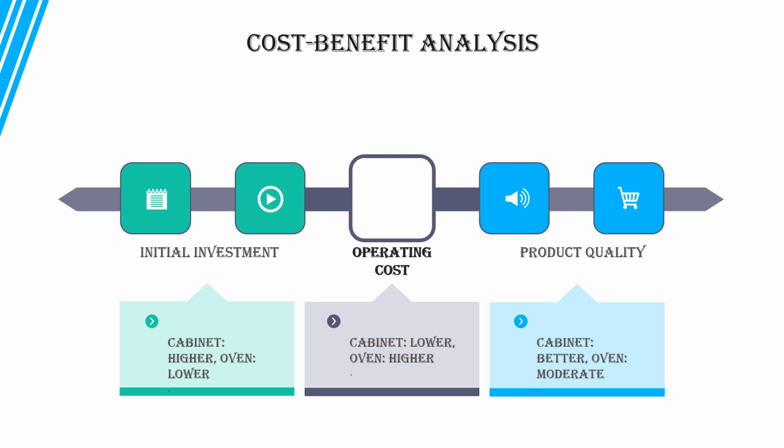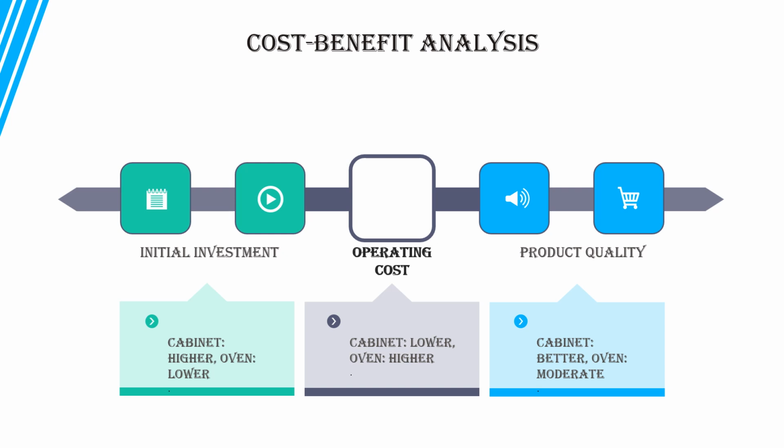Cost benefit analysis. In that, the initial investment for cabinet is much higher when compared to oven, because oven has a lower initial investment. And for operating cost, cabinet has a lower operating cost when compared to oven, because oven has a higher operating cost. So the initial investment for cabinet is higher and the operating cost for cabinet is lower.